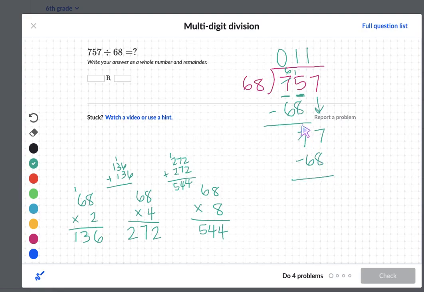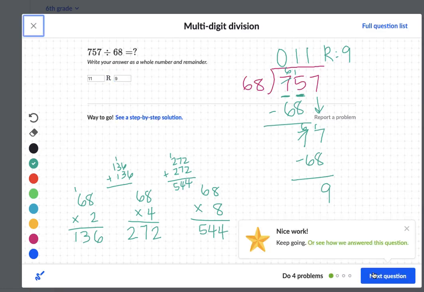And this is 17 minus 8, which is 9. So my remainder is 9. I have 11, remainder 9. I didn't really have to use any of these, but if I needed to, I could kind of use them to figure out what number to put in. So the answer is 11, the remainder of 9.